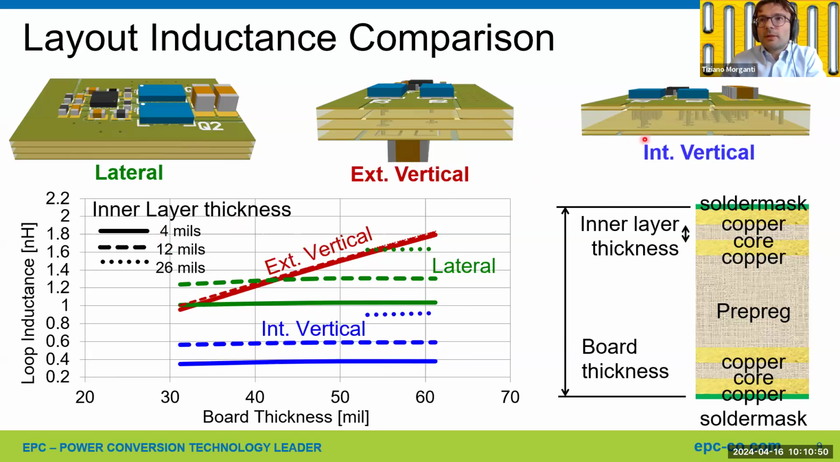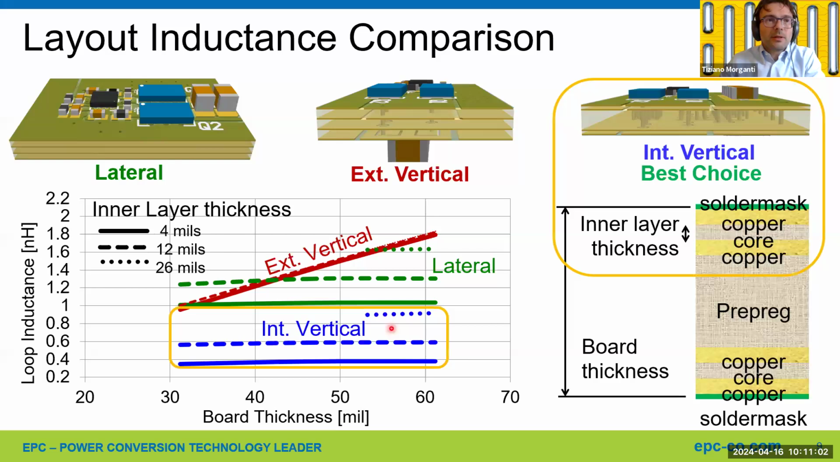And of course, the thicker the insulation between the top layer and the first inner layer, the higher the inductance of the internal vertical. But still, it can be seen it is the best solution available. So it is recommended for high switching speed.